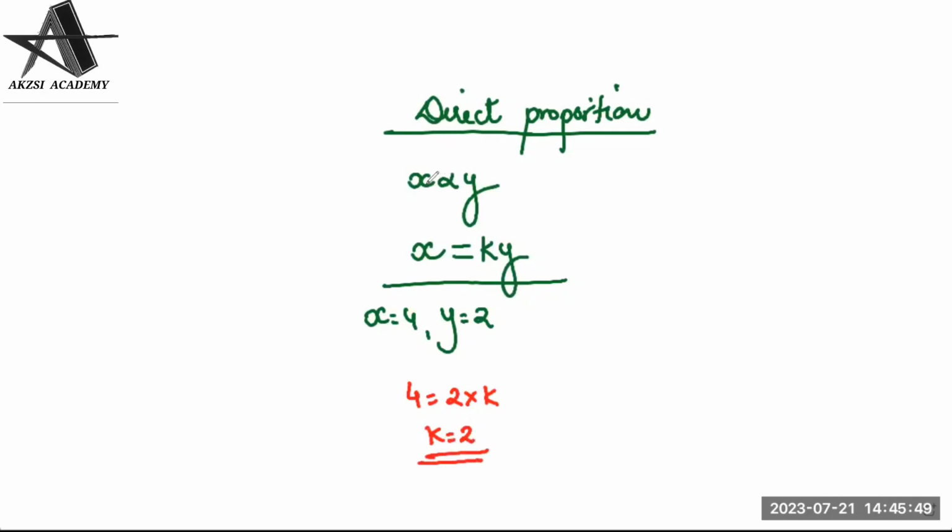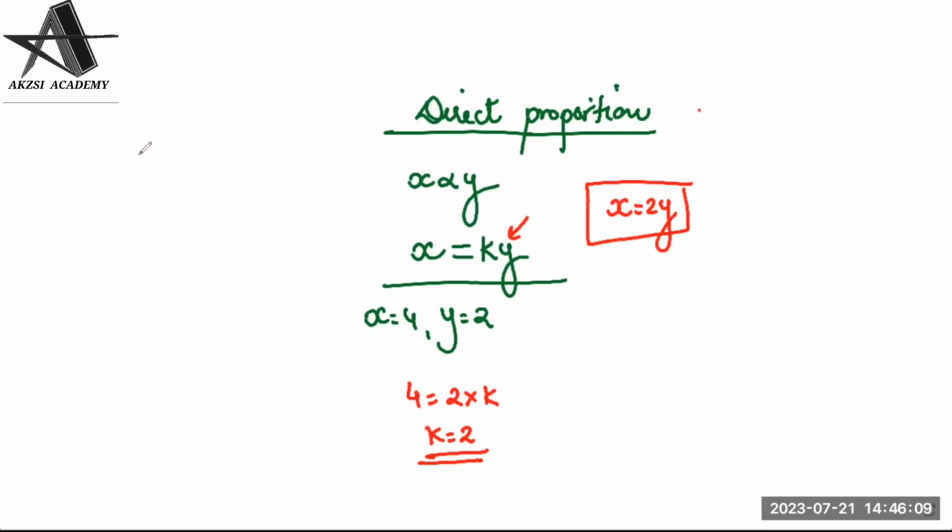Our first step, after formation of the equation, is to calculate the value of k. Once we have the value of k, put that in to find the equation. So this is going to be x equals 2y. This is the final equation. This is our main work to do.